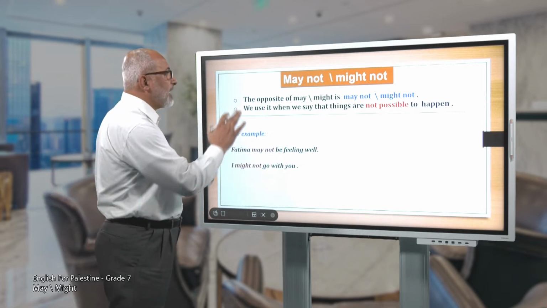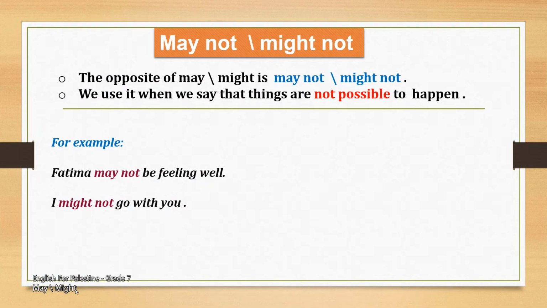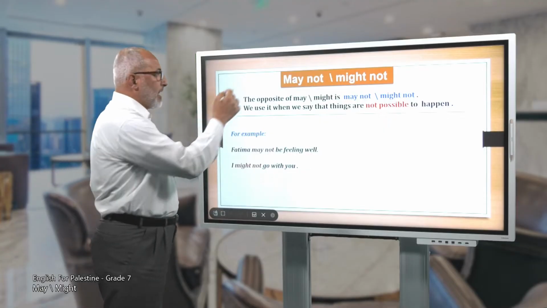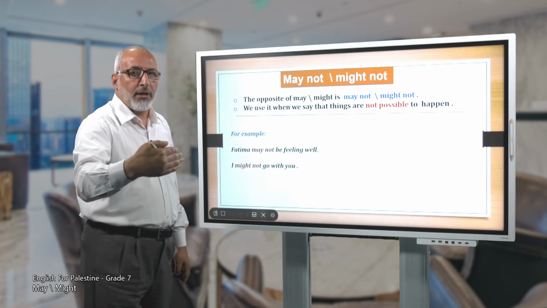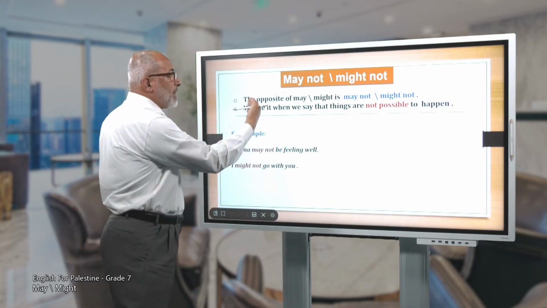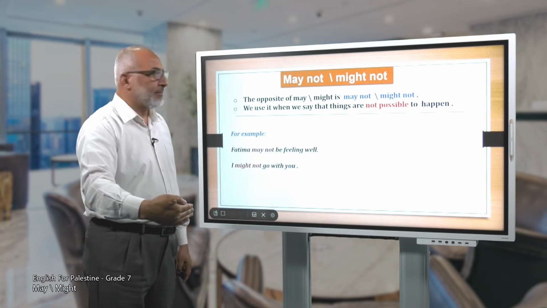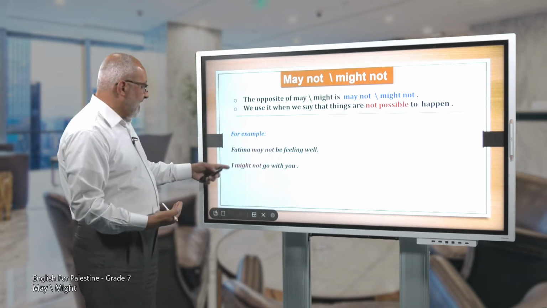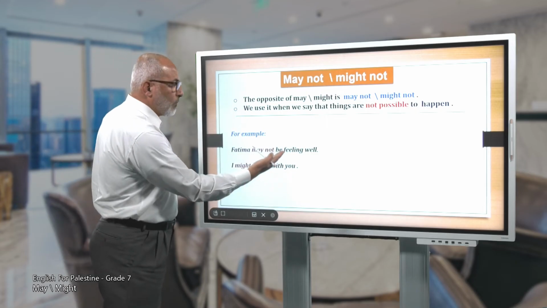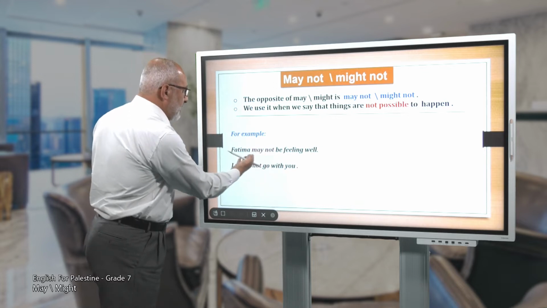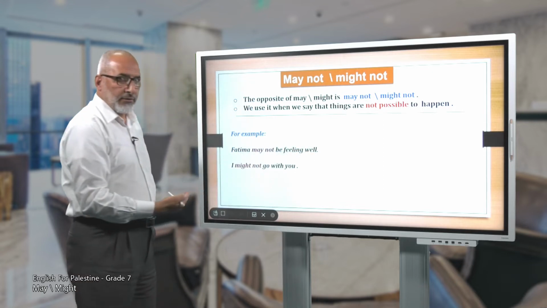There is no difference in meaning between may not and might not, and they are the opposite of may and might. When do we use may not or might not? When we say that things are not possible to happen. Examples here. Fatima may not be feeling well. So here, it is not certain that Fatima is feeling well, right?